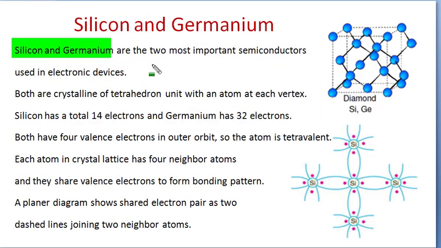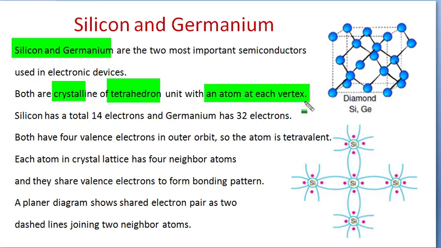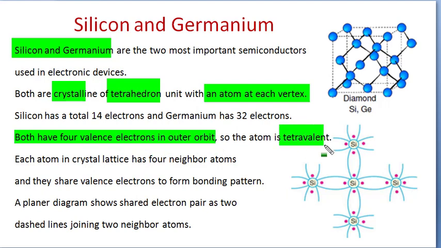Silicon and germanium are the two most important semiconductor materials we are using in our electronic devices. Both silicon and germanium are crystalline in structure and have a tetrahedron structure, which forms a pyramid with one silicon at the center and the other 4 atoms at the vertices. Both silicon and germanium have 4 valence electrons in the outer orbit, so both are tetravalent. And if you see, their structure is just like carbon in diamond form.